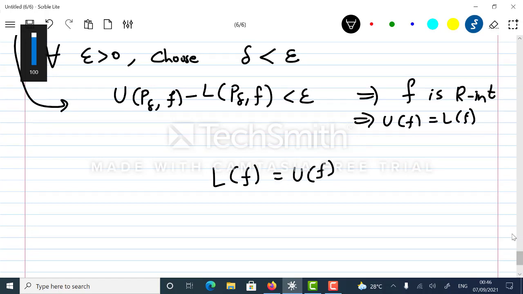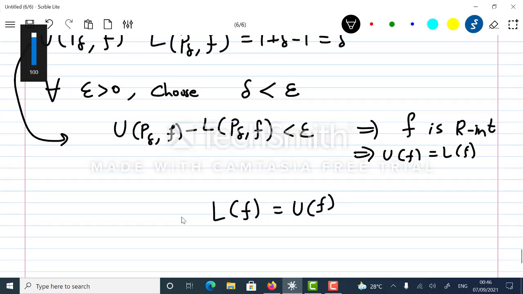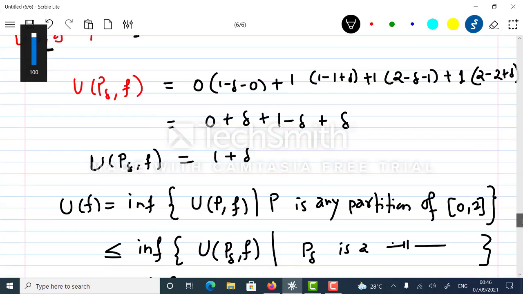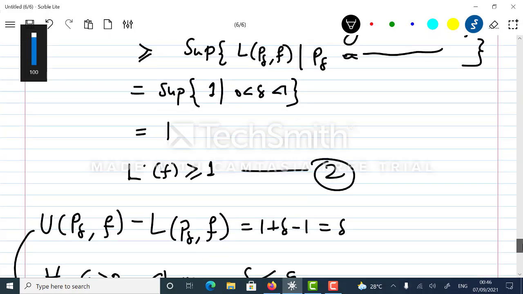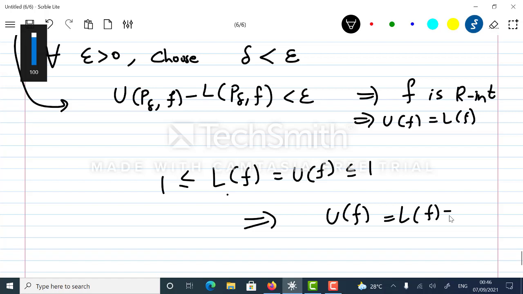But 2 says that LF is greater than or equal to 1, and 1 says that UF is always smaller than or equal to 1. So UF and LF lie between 1 and 1. That means they must be equal to 1. UF is equal to LF equal to 1, which is equal to the integral from 0 to 2 of F.